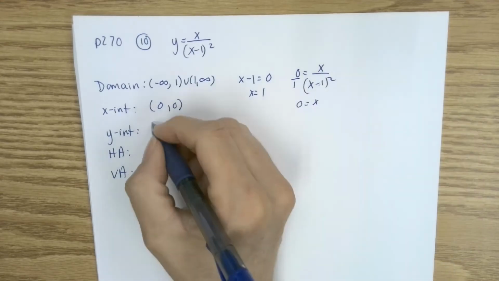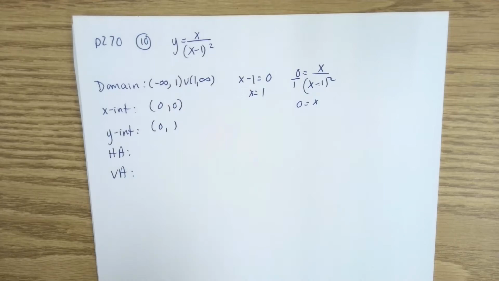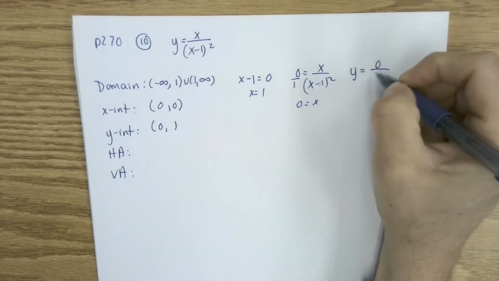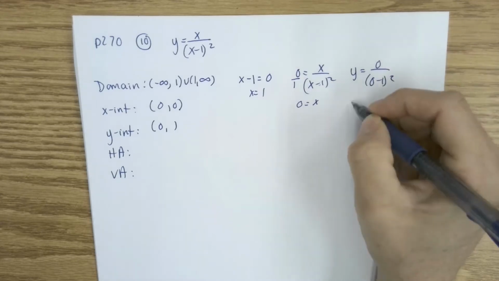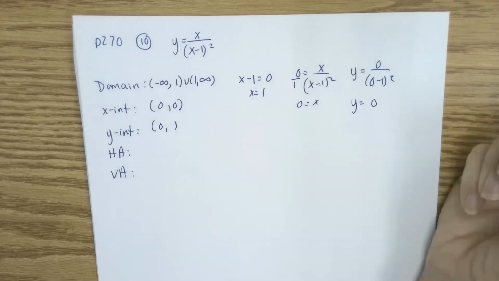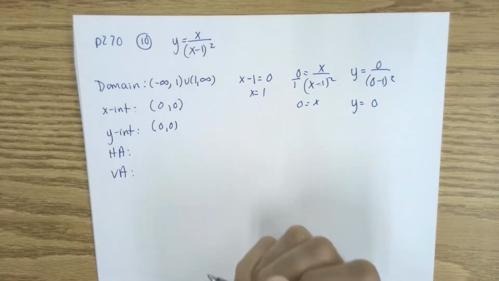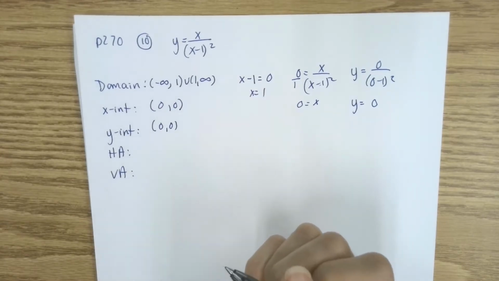For our y-intercept, we substitute a 0 in for x. So we're going to have y equals 0 over (0 minus 1) squared, which is 0 over 1, which is 0. So that would be the same exact point, the same x-intercept and y-intercept since it's at the origin.